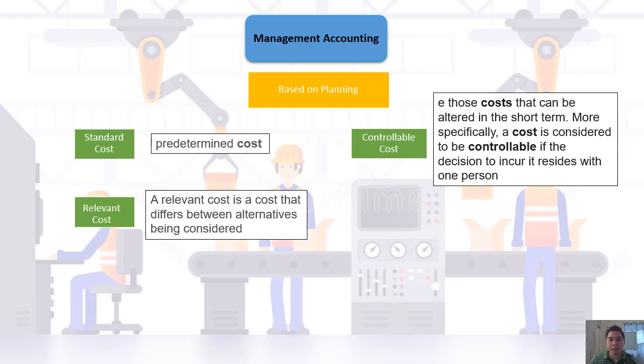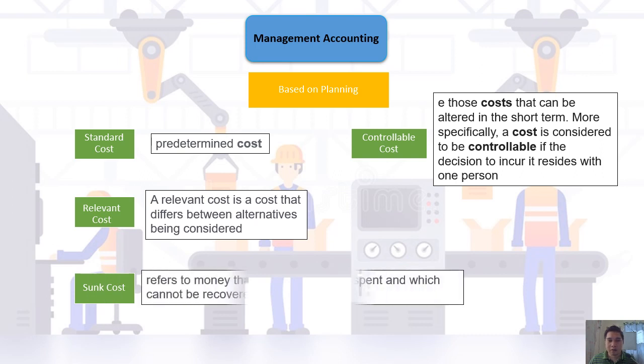So, bibigyan ko na lang kayo ng example niyan. So, let's say, entertainment expense ng isang team. So, ang entertainment expense ng isang team is considered as controllable cost kasi nakadepende yan sa manager kung ibibigay niya yan dun sa kanyang mga tauhan. So, pwede kasing gawin ni manager to save money instead of incurring that obligation. So, let's say for example, instead na mag-out of the country ang buong team, pipiliin na lang nilang pumunta na lang sa Laguna. So, since yung cost na yon is controllable by one person, which is the manager, that cost is considered as controllable cost.